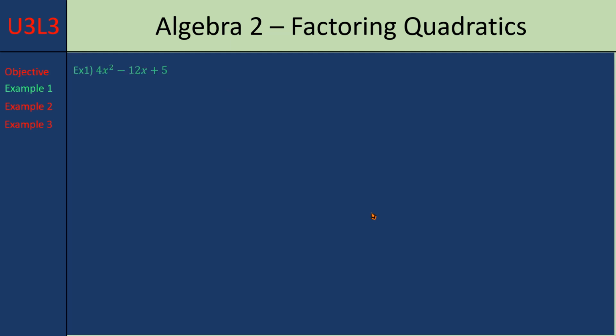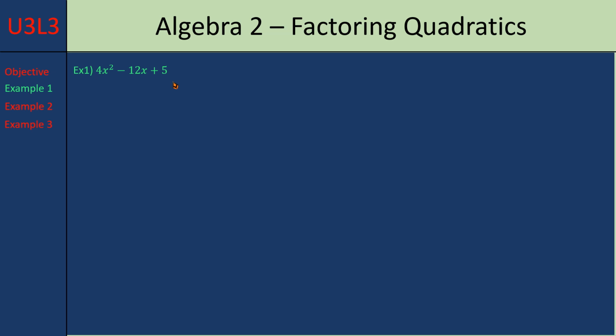So here's example number 1. I have 4x squared minus 12x plus 5. First of all, you want to do the GCF, always GCF, which means is there any number that goes into 4 and 12 and 5? The answer is no, so there's no GCF.